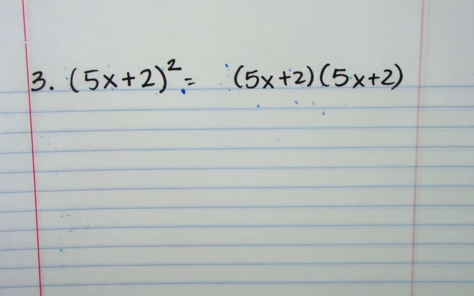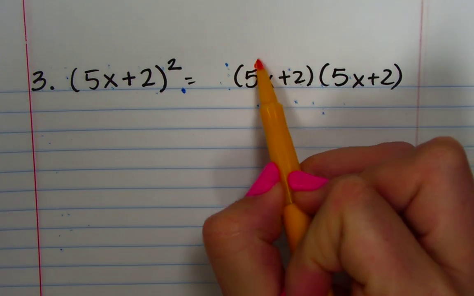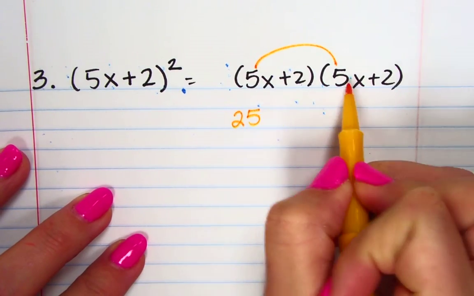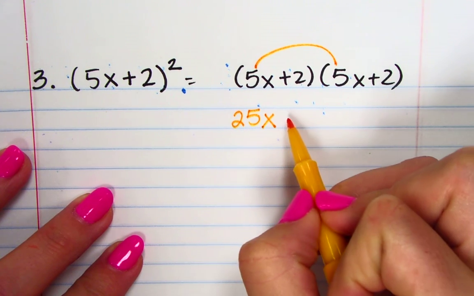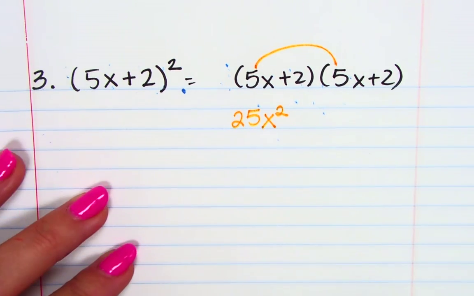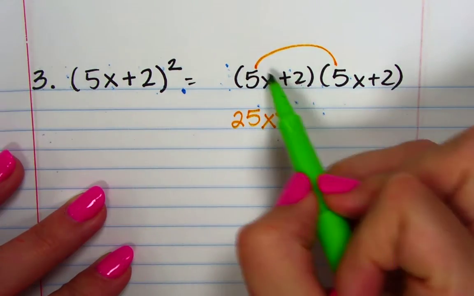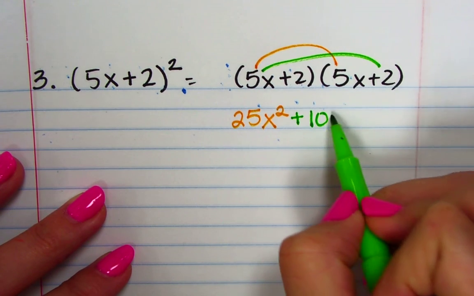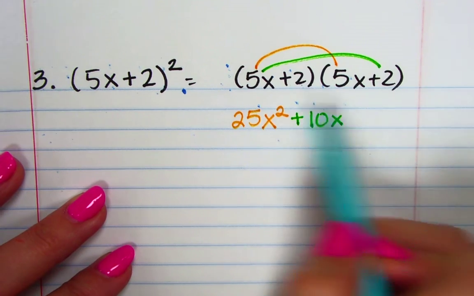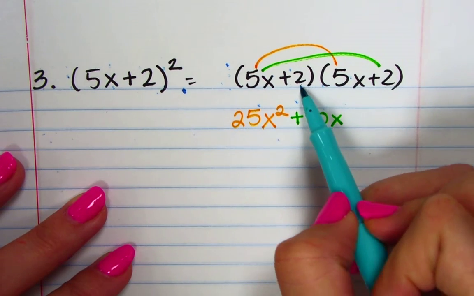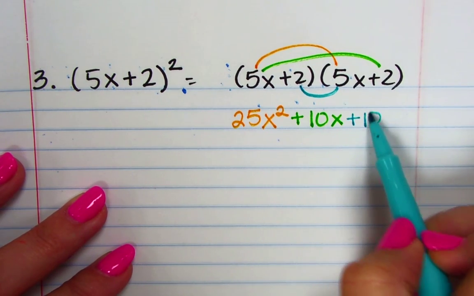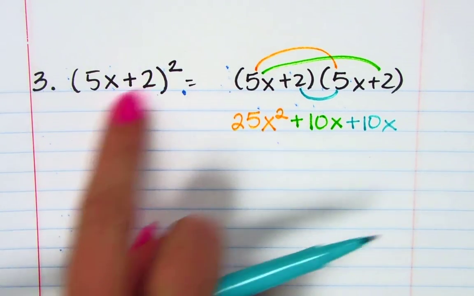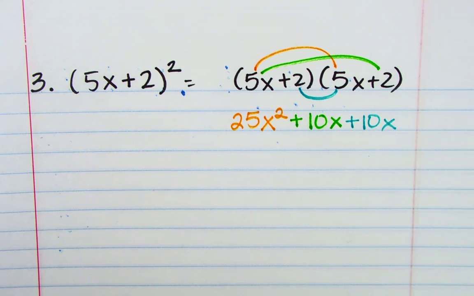All right, so let's remember what first would be 5 times 5. Okay, that's 25. And what's x times x? X squared, right? 25x squared. And then 5x times 2, 10x. Right, then since it's the same, this is 2 times 5x. This is also going to be 10x. Okay, that one's going to repeat because it's something times itself. It's squared. Both binomials are the same.